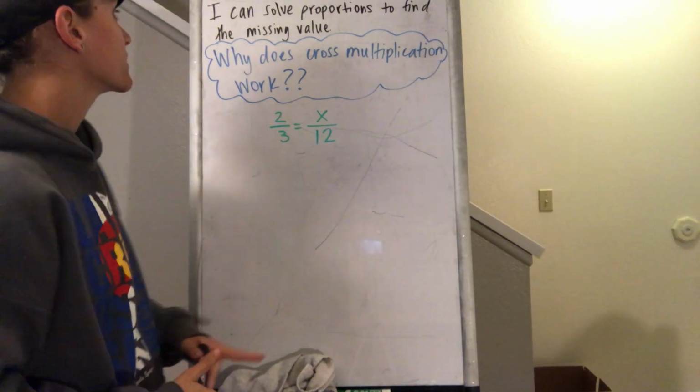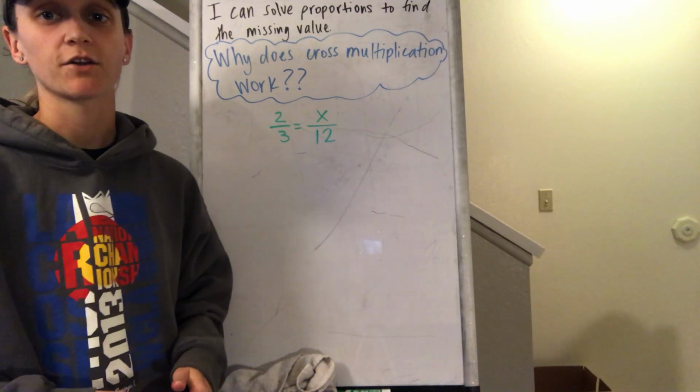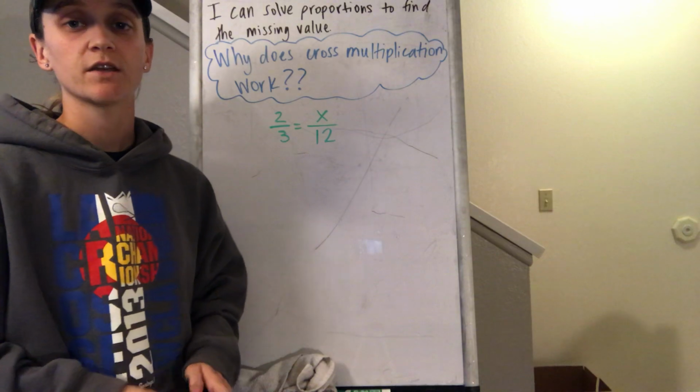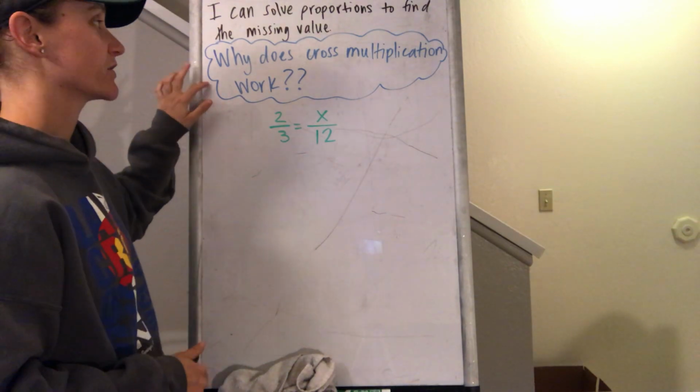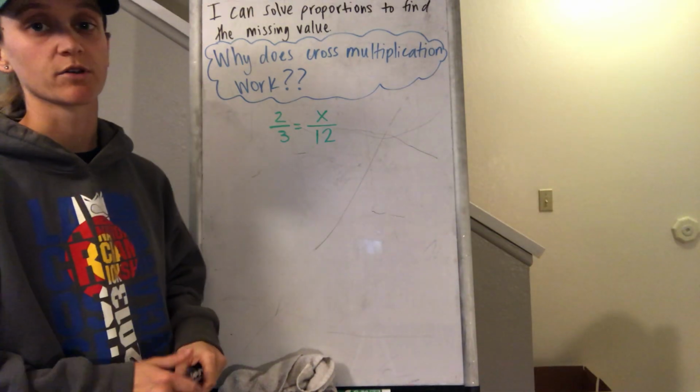Everyone, this learning target is: I can solve proportions to find the missing value. And I didn't get a chance to explain this topic in class before we got out of school, so I'm going to be answering the question in this video, why does cross multiplication work?